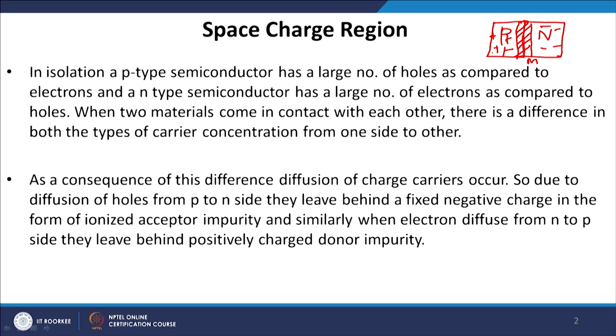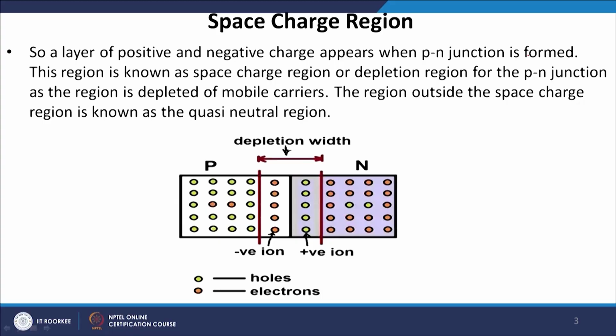Due to the diffusion of holes from the p side to n side, they leave behind a fixed negative charge in the form of ionized acceptor impurity. And similarly, when electrons diffuse from n side to p side, they leave behind a positively charged donor impurity atom. Now, these impurity atoms which they leave behind are immobile. So, they are devoid of any movable charge carrier. Finally, what it forms is a layer of positive and negative charge which appears on both sides of this metallurgical junction when you fabricate the PN junction.